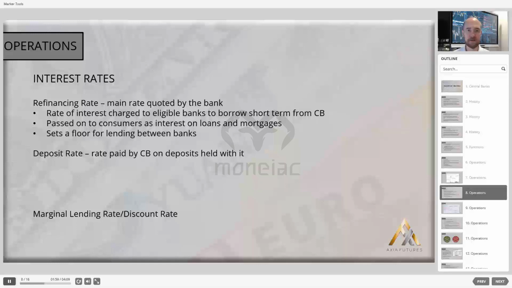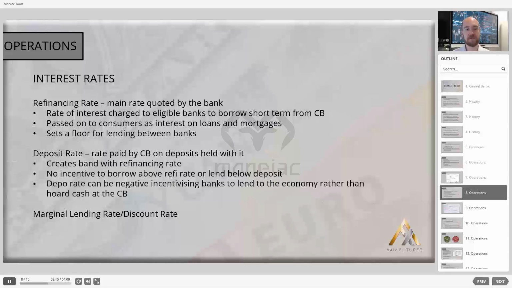Next up, you have a deposit rate. Now, this is the rate that the central bank pays on deposits held at the central bank. It varies by different central bank. Some central banks will say this is only on excess reserves. So you will then have a level of reserves that you have to hold at the central bank, which every commercial bank does. Then anything above that amount held at the central bank will pay you interest at a deposit rate which is lower than the refinancing rate.